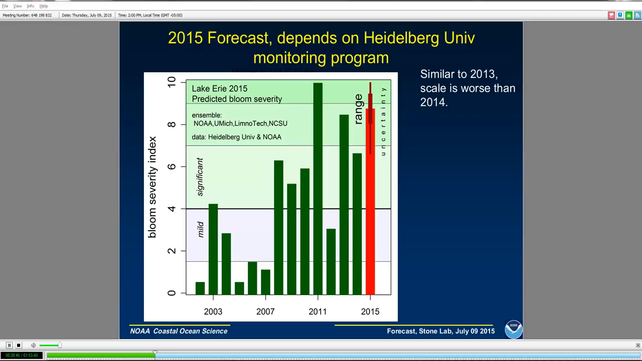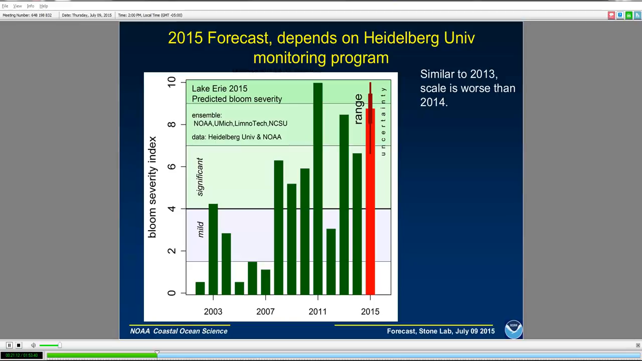It looks like we're potentially looking at the second worst bloom after 2011, worse than 2013. Even with the uncertainty range, we're expecting a bloom more severe than 2014 from a biomass perspective. I should emphasize this is a biomass perspective, as compared to any issues from a water treatment perspective.